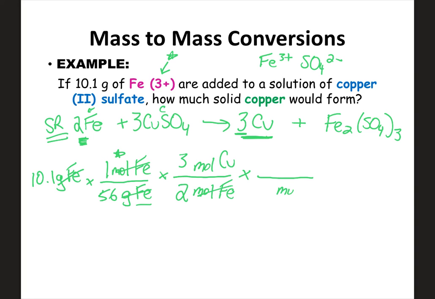Now whatever unit's on top goes on the bottom. You have moles of Cu. Remember, for every 1 mole of Cu, there's a certain number of grams of Cu. You don't look at the balanced equation for this step. If you have moles and grams, it's always 1 mole for a certain number of grams. Again, you just get this number right from the periodic table. There's 64 grams of copper for every 1 mole of copper.